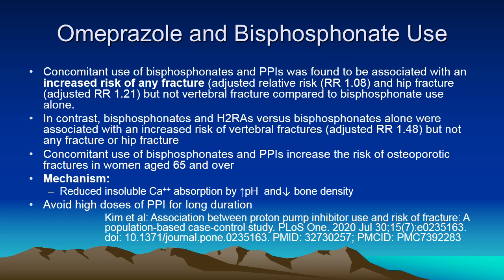Omeprazole and bisphosphonate interaction. Concomitant use of bisphosphonate and proton pump inhibitor was found to be associated with increased risk of hip fracture. That is important. In contrast, bisphosphonates and H2 receptor blockers versus bisphosphonates alone were associated with increased risk of vertebral fractures. Concomitant use of bisphosphonates and PPIs increased the risk of osteoporotic fractures in women aged 65 and more. And the mechanism suggested is reduced insoluble calcium absorption, because calcium is not made soluble as the pH increases, and there is also a reduction in bone density. Therefore, recommendation is to avoid high doses of proton pump inhibitors for a long time.